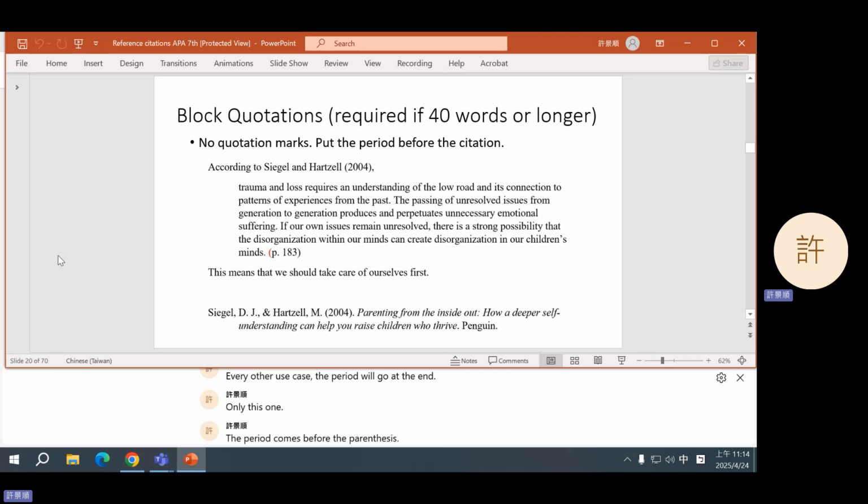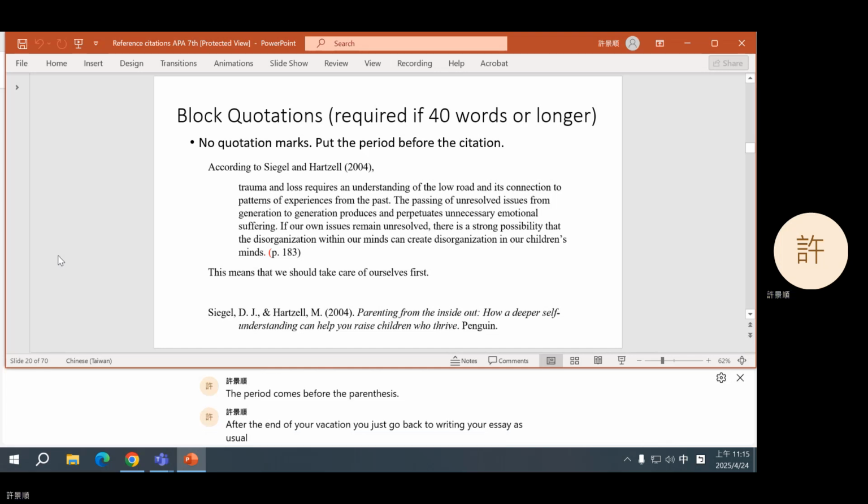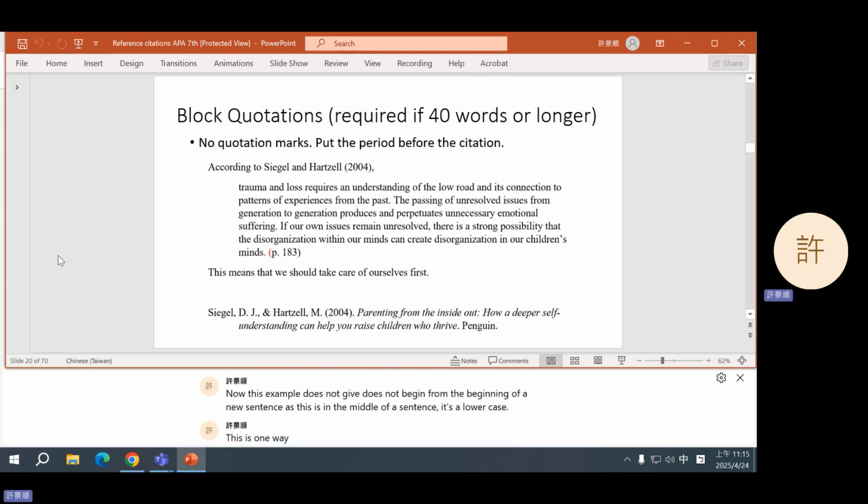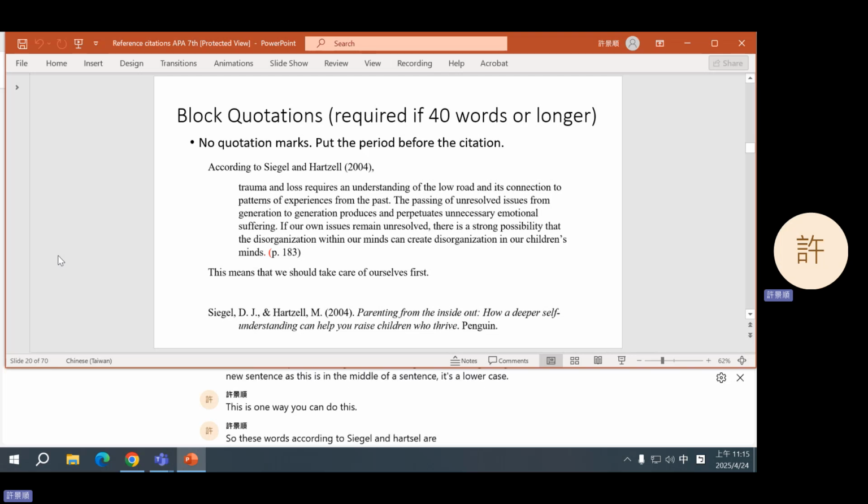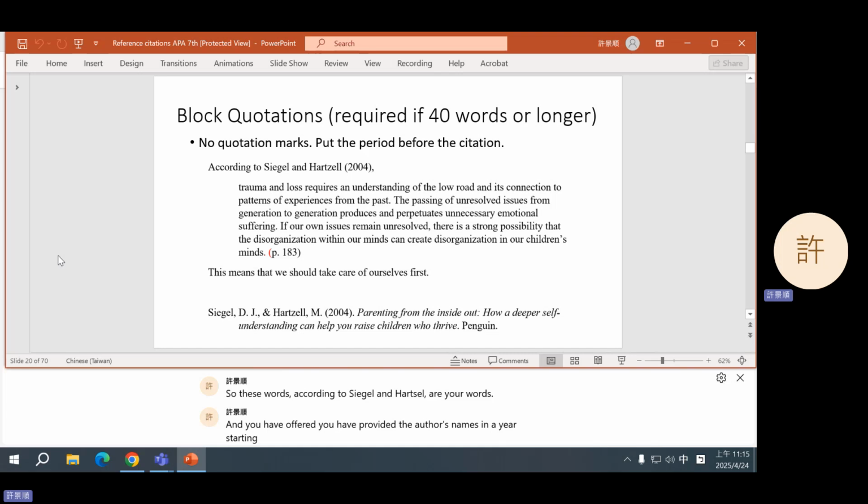After the end of your quotation, you just go back to writing your essay as usual. Now, this example does not begin from the beginning of a new sentence. This is in the middle of a sentence. It's a lowercase. This is one way you can do this. So these words, according to Siegel and Hartzell, are your words. And you have provided the author's names and the year. Starting from their words, you indent. This is more than 40 words.